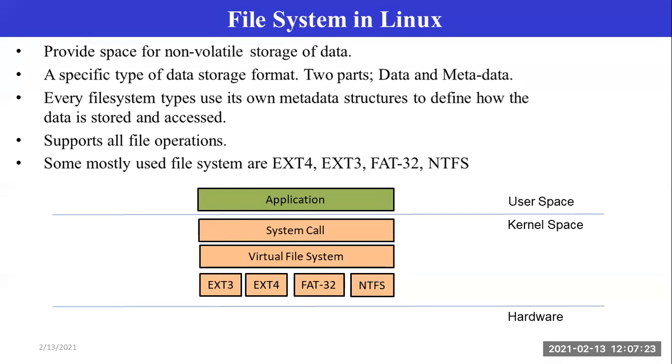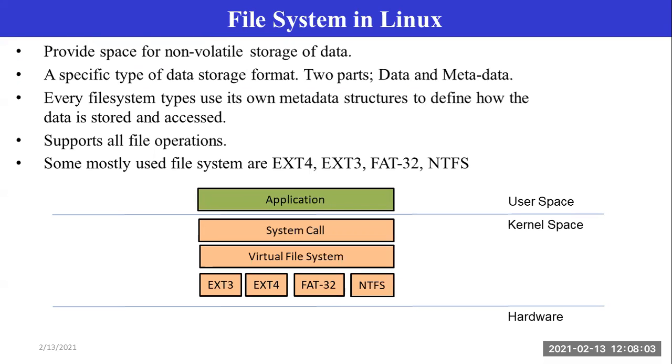So the file system actually provides file operations on non-volatile storage of data. That means you are writing or reading data from or into files which are located on one of the storage devices, for example a hard drive, USB thumb drive, or SD card. Every file system has its own way of storing the data, so it has a unique storage format that differs from one file system to another.